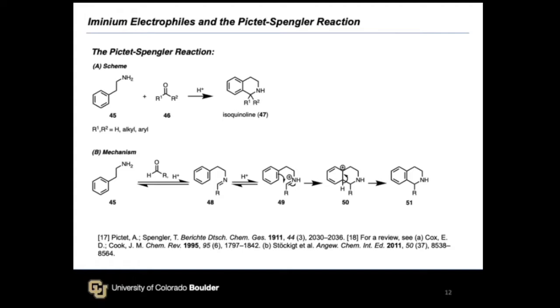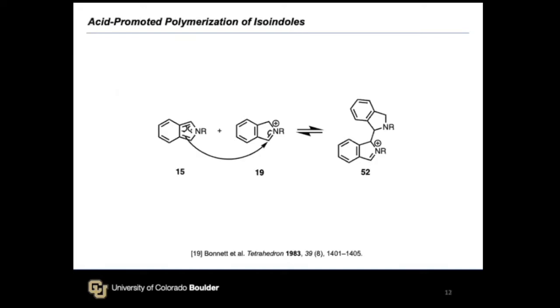So great, we thought we'll extend the Pictet-Spengler reaction to isoindoles. There's just one problem. And that is that due to their nucleophilic nature, anytime an isoindole nucleophile and an isoindolium electrophile are present at the same time, the isoindole will attack the iminium. And this results in polymerization. As you can see, there's this dimer here.